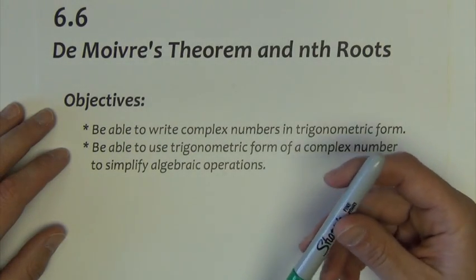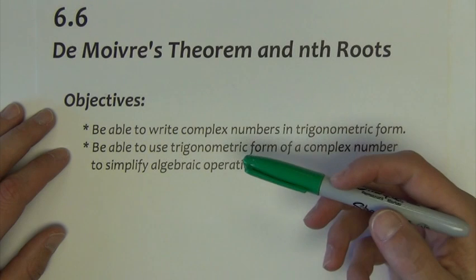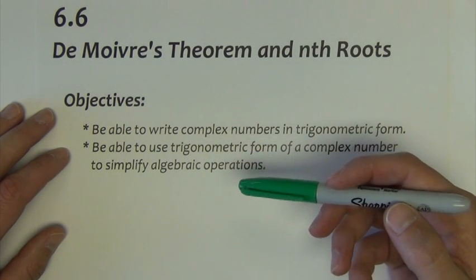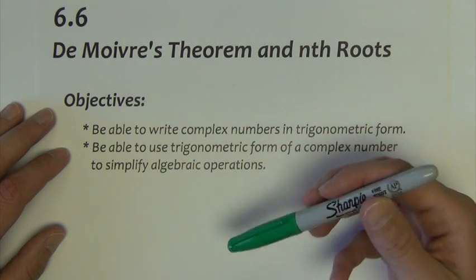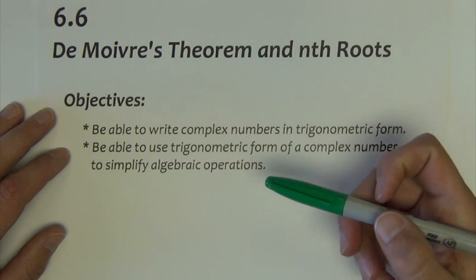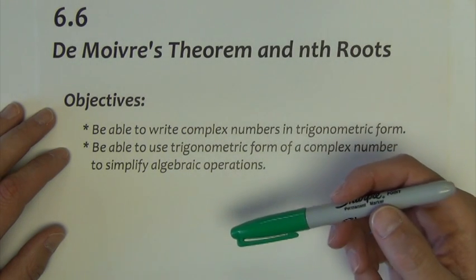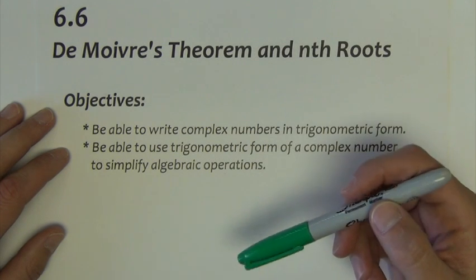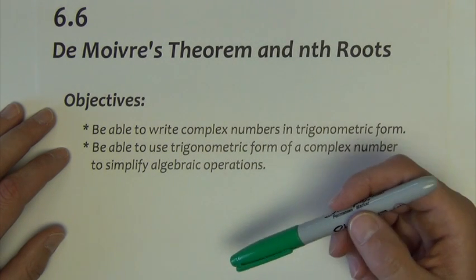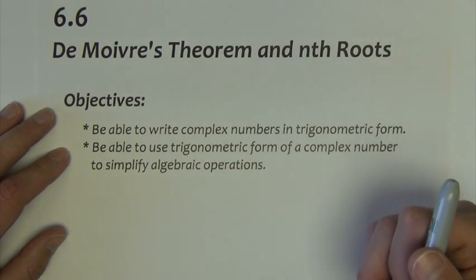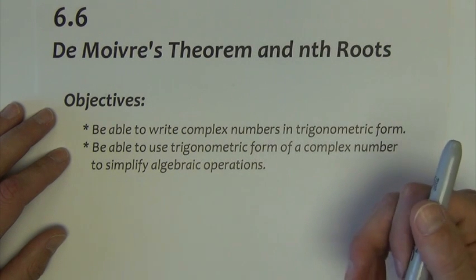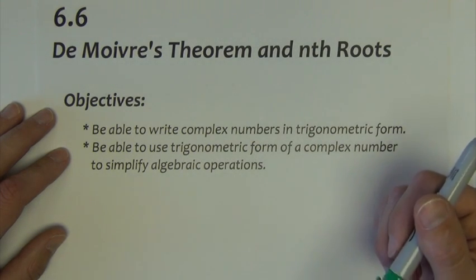In the final section of Chapter 6, we're going to use trigonometry to study a concept that we're already quite familiar with, and that is complex numbers. We're going to go over some ways to perform operations with complex numbers using trigonometry, and sometimes the use of trigonometry will make the operations with complex numbers a lot easier to deal with.